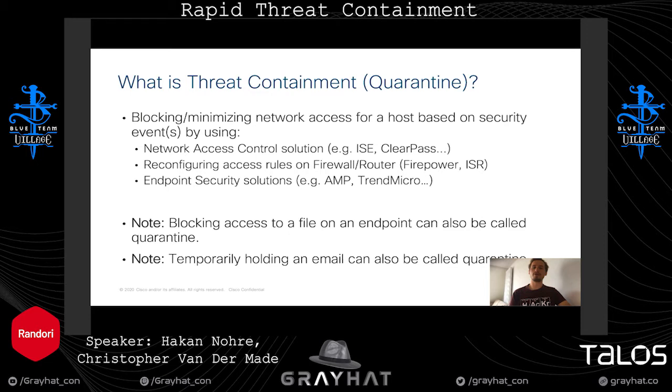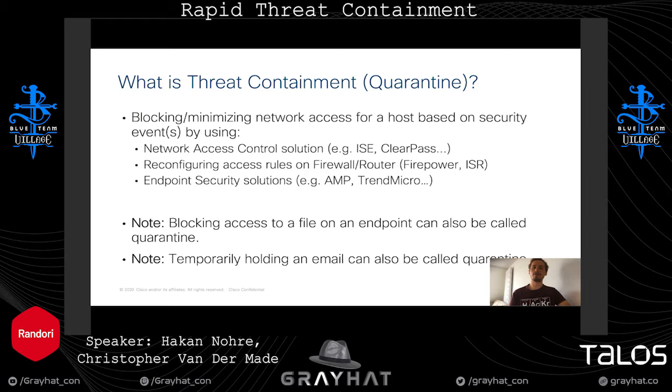Another one could be a very simple one: reconfiguring access control rules on a firewall or on a router, like Firepower next-gen firewall, ISR router, or any other device out there that can do access control rules. The third solution is probably more of what we're going to see in the future: endpoint security solutions. So an agent either being native or installed on an endpoint. It can be a laptop or whatever mobile device, any kind of endpoint. And that agent itself has capabilities to block network access.